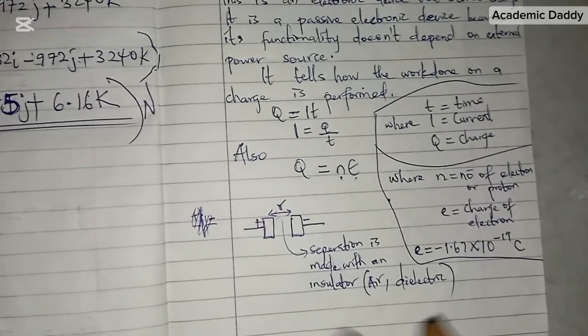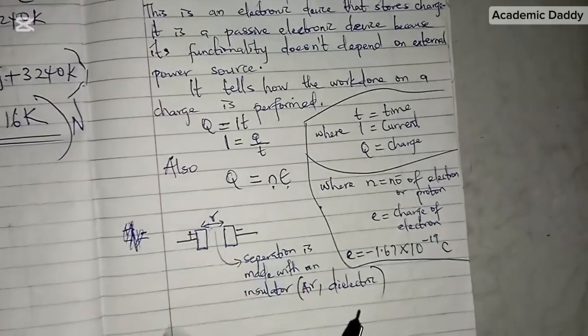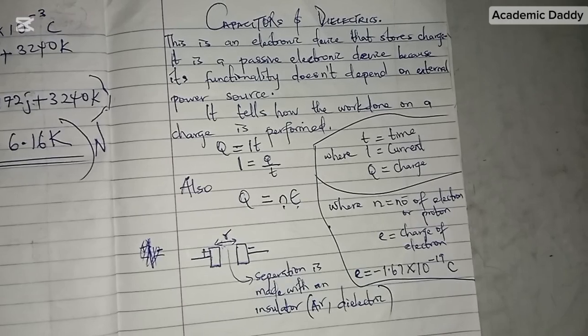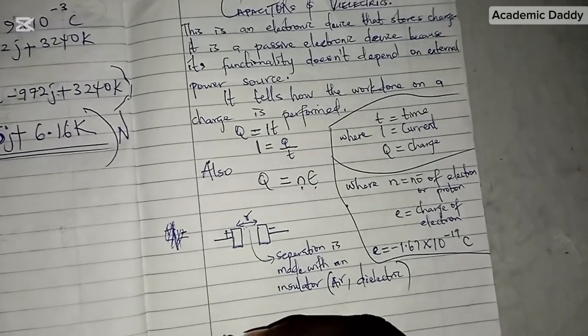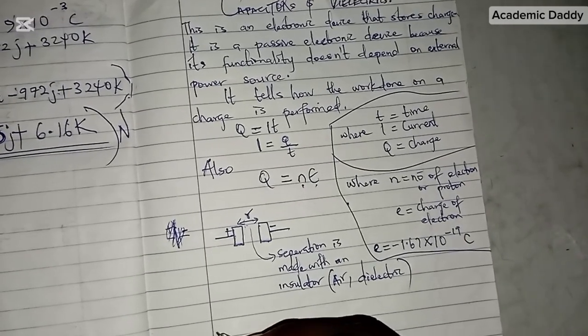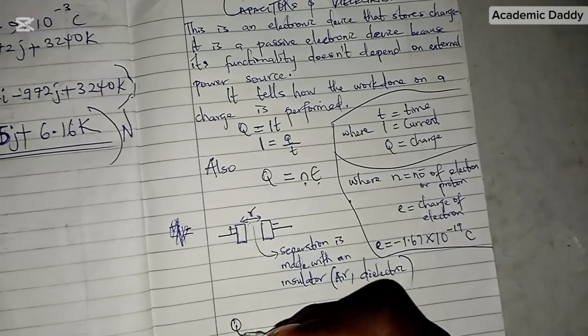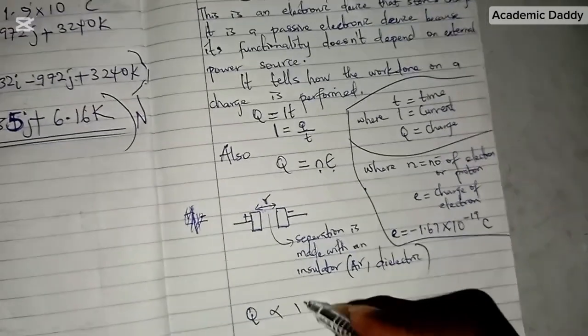Now you need to understand that the issue of capacitor and capacitance, capacitor is a device while capacitance is the attribute exhibited by a capacitor. So the issue of capacitance is simply gotten from the fact that charge is directly proportional to voltage.